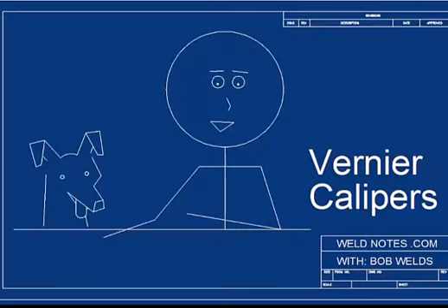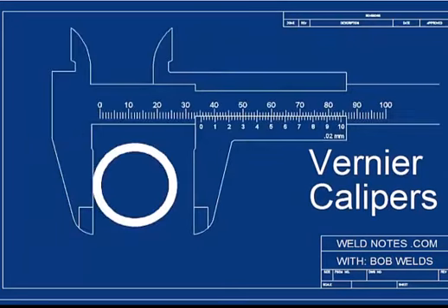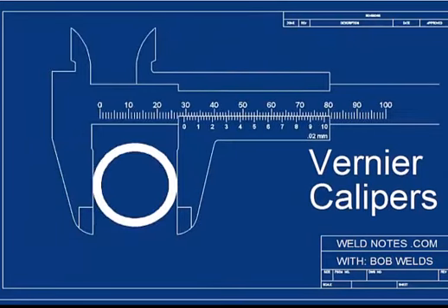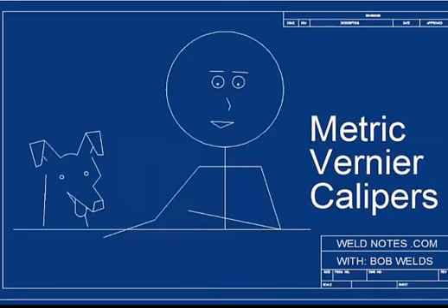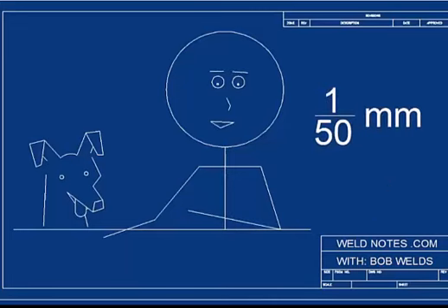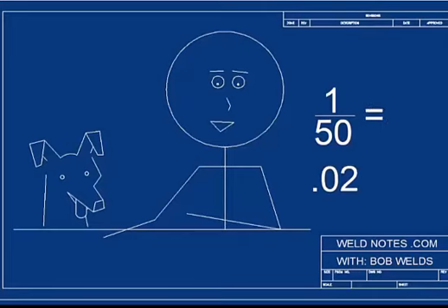Now let's watch a video that helps us use the vernier scale on measurement instruments. Hi, I'm Bob Welds, and this is how to read a metric vernier caliper. There are different kinds of vernier scales designed to do different jobs, but they all work pretty much the same way. Today, we're going to look at a metric vernier designed to measure to the nearest 1/50th of a millimeter. That is 0.02 millimeters. See how 1 divided by 50 equals 0.02?